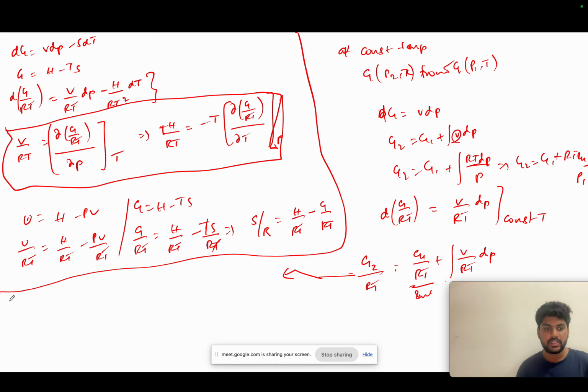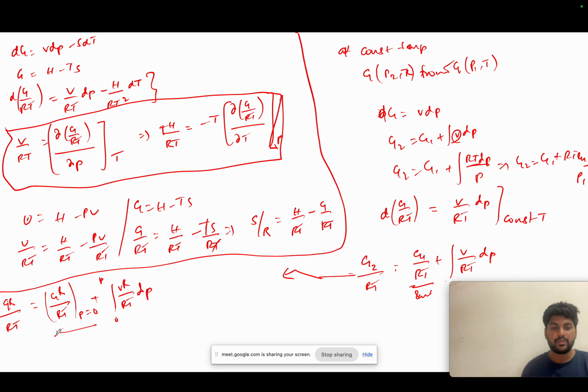Now if I write it like this, it will be G residual by RT equal to its value at P equal to 0, plus integration from 0 to P of VR by RT dP. If you have any doubts regarding these equations, you can ask me. Now I am making this a constant value, since at the ideal, zero-pressure condition there will be a constant value. If I write the constant as J, then GR by RT equal to J plus integration from 0 to P of VR by RT dP. This is how we can write the same equation.